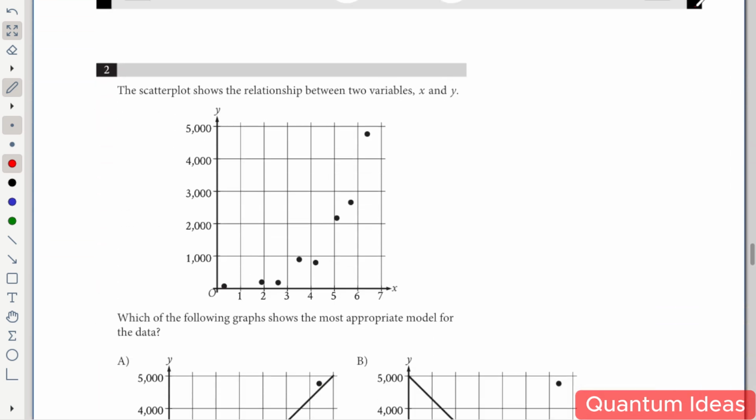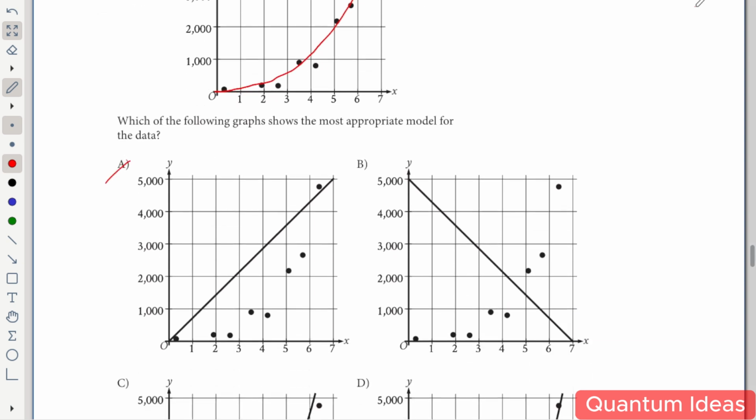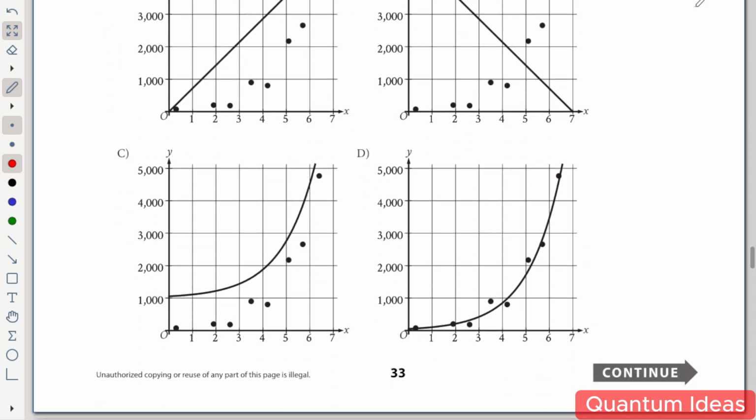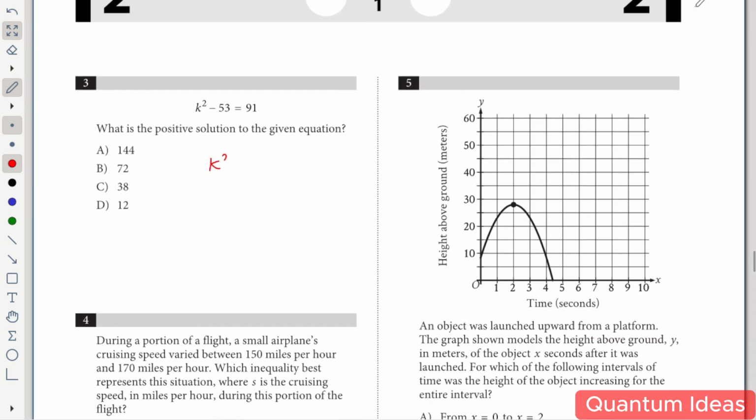We're given a scatter plot. Which of the following graphs shows the most appropriate model for the data? You can see from the graph it is basically an exponential model, so the graph will be somewhat like this. This is linear, this is linear, so not this one. This can't be because this is exponential, but it is not fitting the data very well. So D must be our answer, as this line is very close to those data points. Number 3.